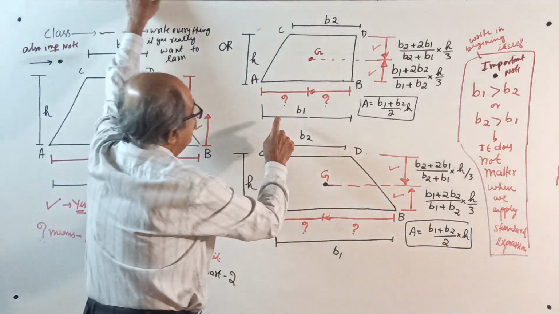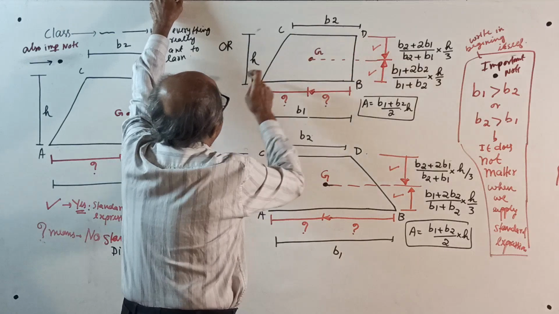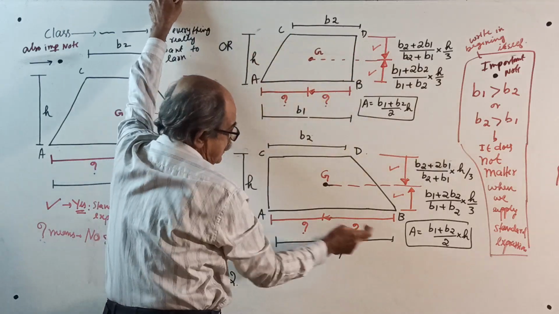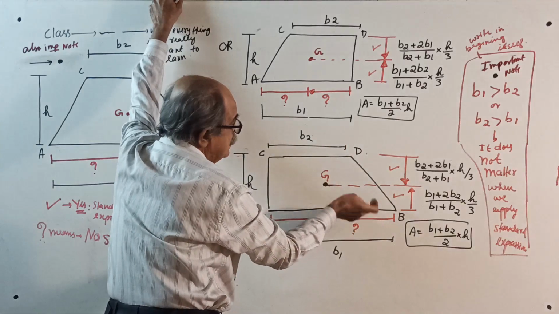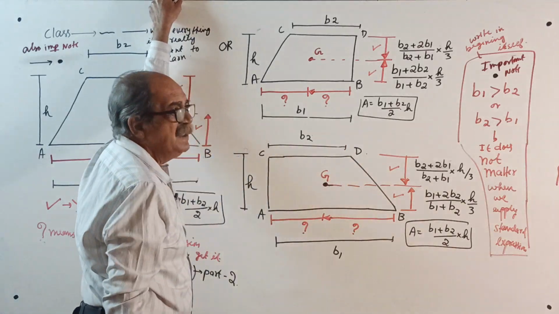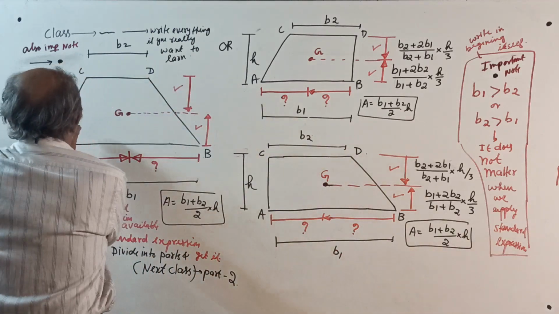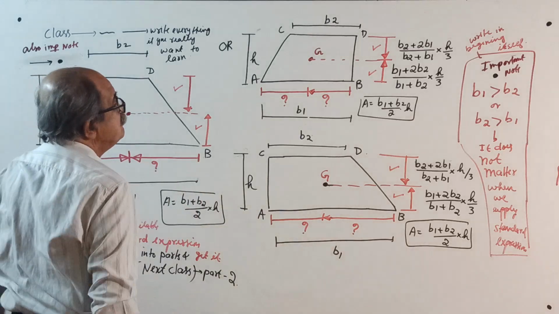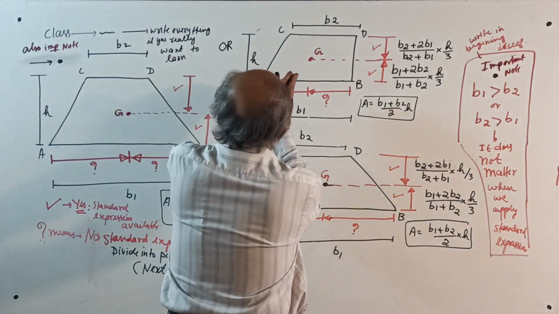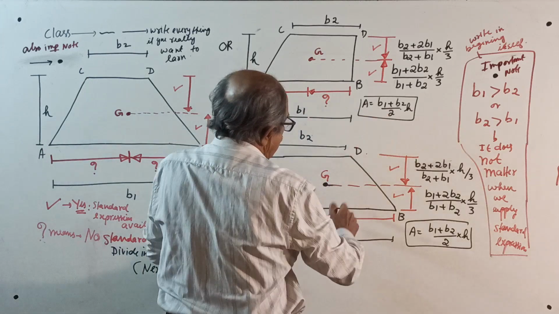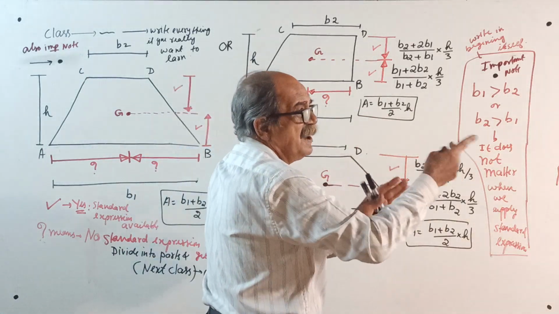See, one more sketch is there here. B1, B2, distance between them is H. Some will ask, why three sketches? See, here it goes this way. Offset left side, offset right side. And here, offset only on left side. Here, offset only on right side.